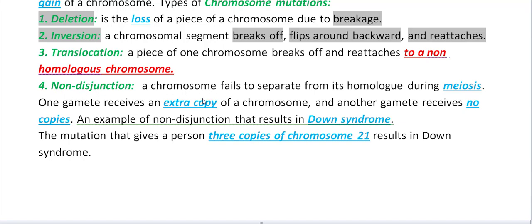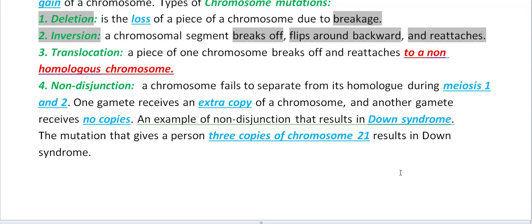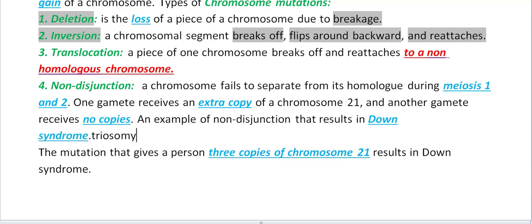Non-disjunction: a chromosome fails to separate from its homologous chromosome during meiosis, in meiosis 1 and meiosis 2. One gamete receives an extra copy of the chromosome, for example chromosome number 21, and another receives no copy. An example of non-disjunction resulting in Down syndrome. Down syndrome is sometimes called trisomy 21. Trisomy 21 is the same as Down syndrome.